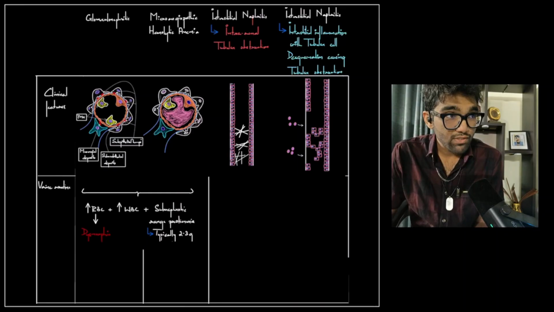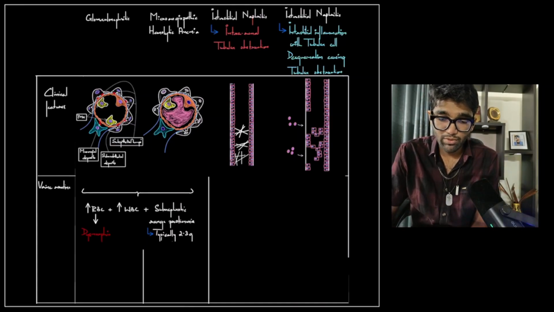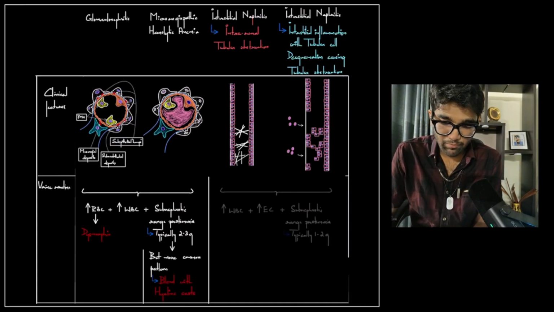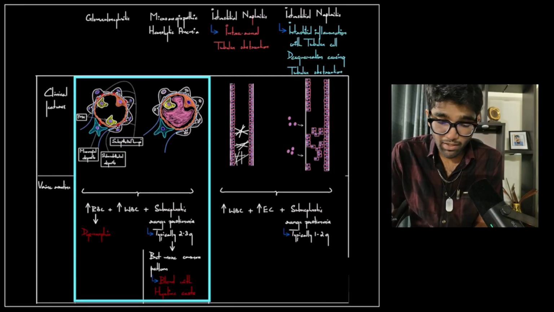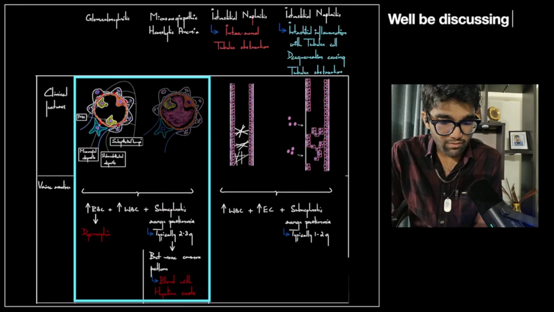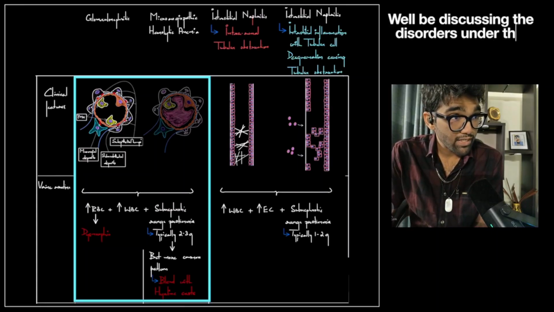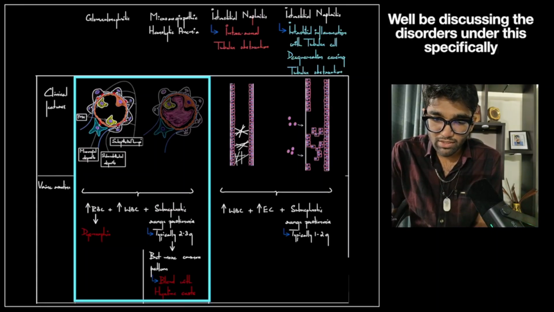Now, this is not always the case with nephrotic syndrome. With glomerulonephritis, you can have active urinary sediments and nephrotic range proteinuria, and we'll come to that in the next video in the series. But specifically today, I'm going to be discussing the entity on the leftmost part of the screen. That is, I'll be discussing glomerulonephritis.